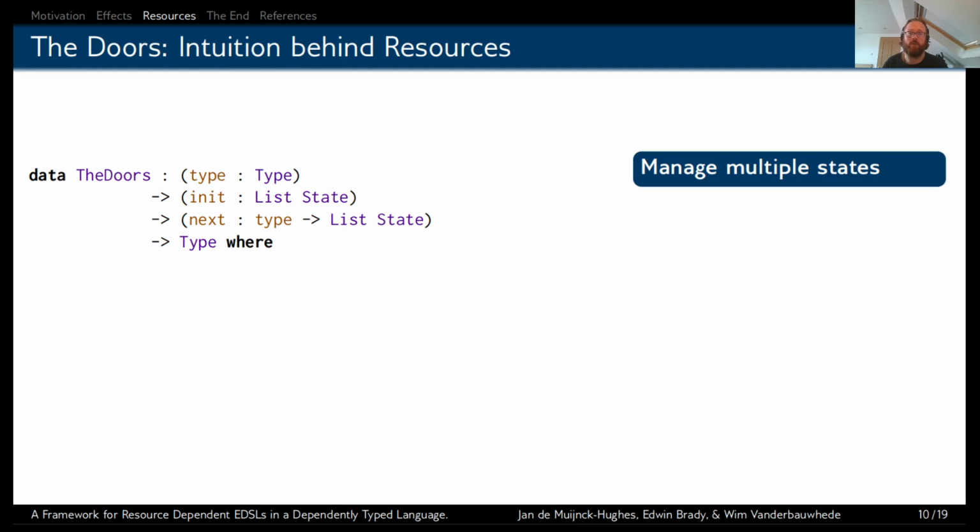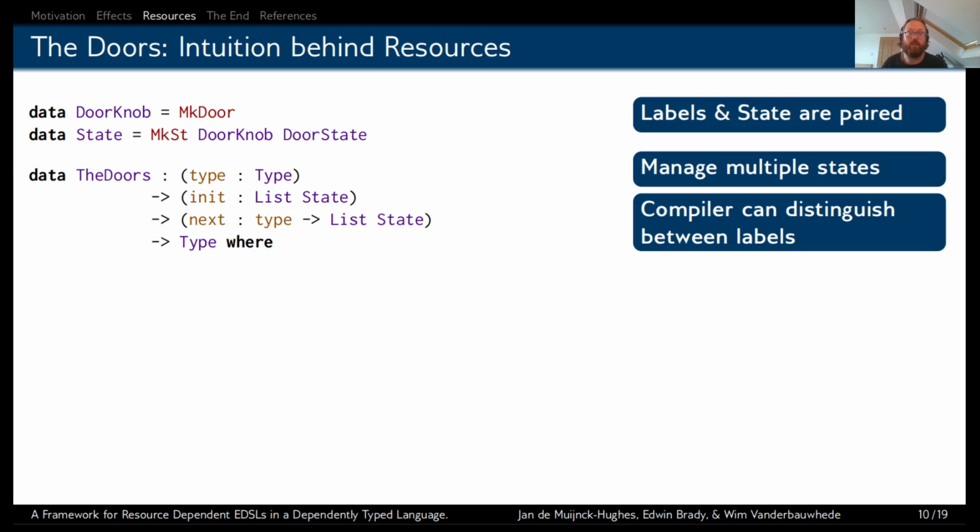So here's the doors. A bespoke, resource-dependent EDSL that captures the intuition behind our framework. The type of the doors is parameterized by the type of expressions, whole program state, and how the result of the expression influences this state. Now, the thing here is that our program has to manage multiple states for multiple doors.